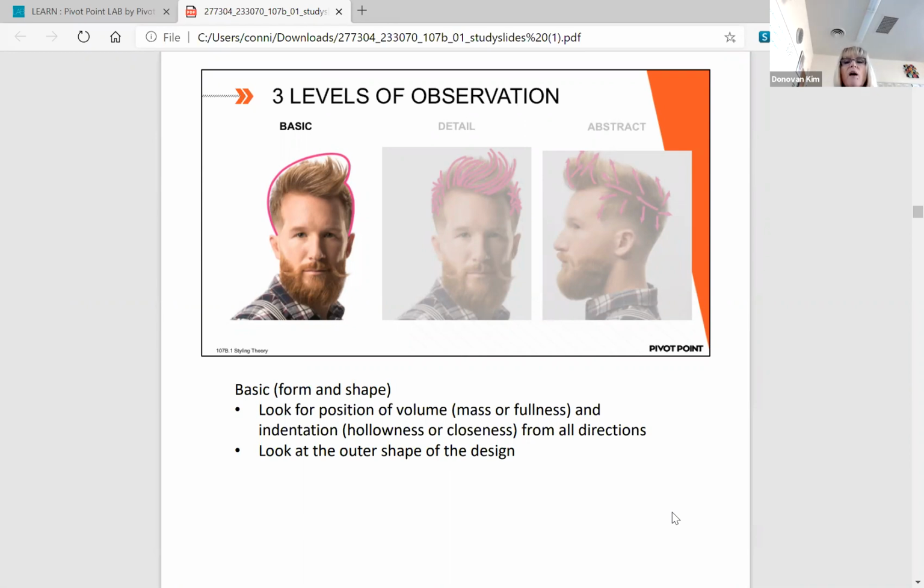And then we're going to look at the outer shape of the design, like the silhouette, just like you're tracing around the outside of it. Is that person's haircut or hairstyle that they currently have going to work with what they're asking for? And people are going to pull pictures out.